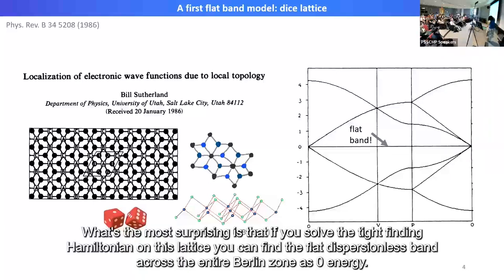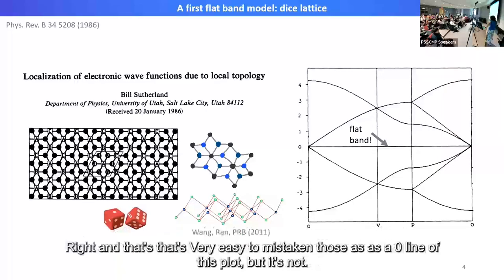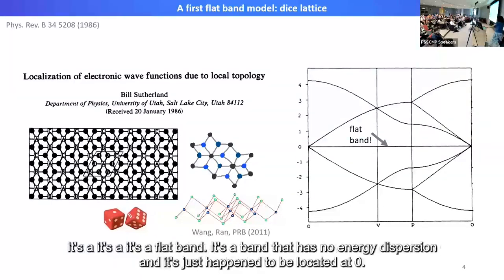So what's most surprising is that if you solve the tight binding Hamiltonian on this lattice, you can find a flat dispersionless band across the entire Brillouin zone at zero energy. Right. And it's very easy to mistake this for the zero line of this plot, but it is not. It's a flat band, a band that has no energy dispersion, and it just happens to be located at zero.